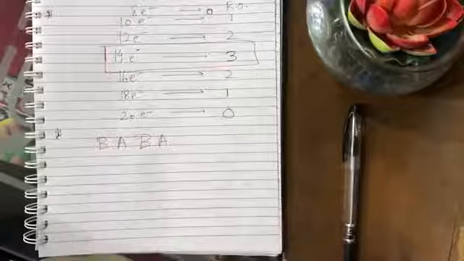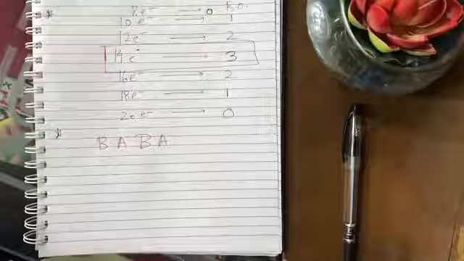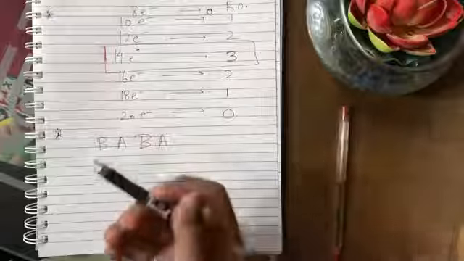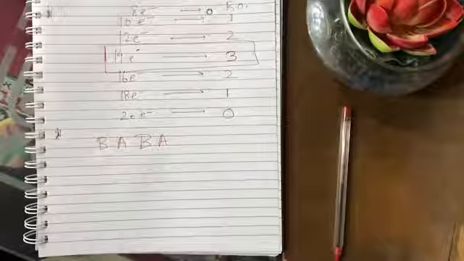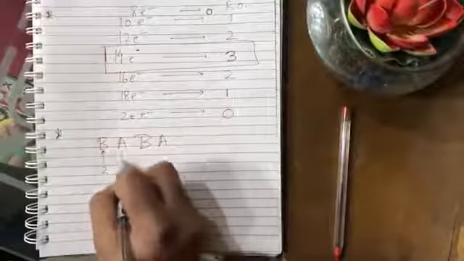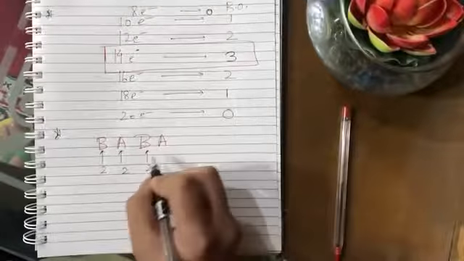BA, BA. Just remember it as Baba. So you have to fill 2 electrons in the bonding shell, then 2 electrons in the anti-bonding shell, then 2 electrons in the bonding shell, and 2 electrons in the anti-bonding shell.